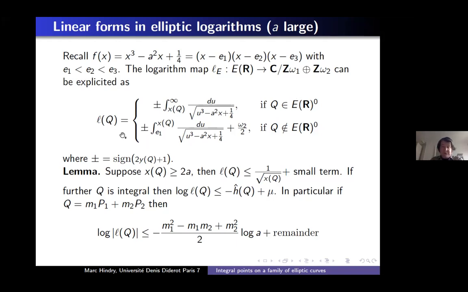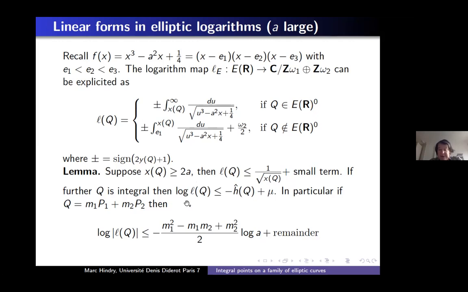And I will look, of course, only at real points. And so the formula is the following. Essentially, we will not need really to look at points that are not on the neutral component. But for those points upstairs, the elliptic logarithm is the integral from the x coordinate to infinity of 1 over the square root of the cubic polynomial. A very elementary lemma is that if xq is large enough, then this lq is essentially 1 over the square root of xq.